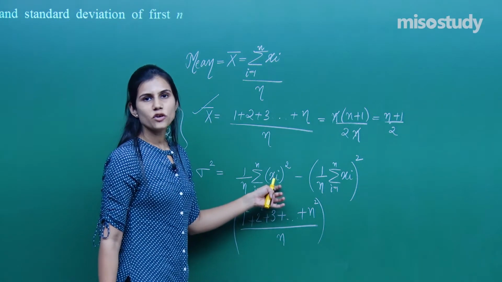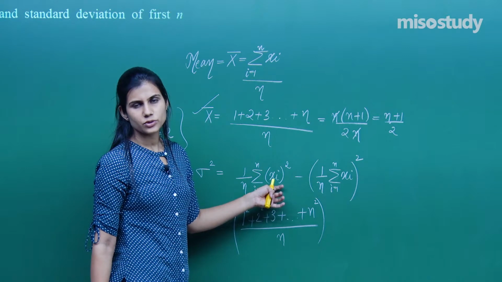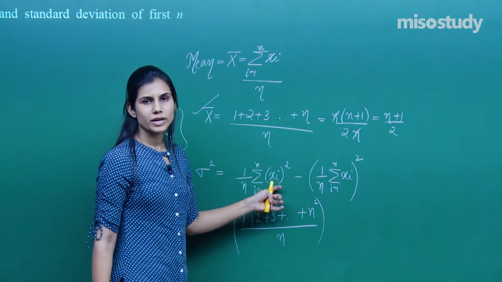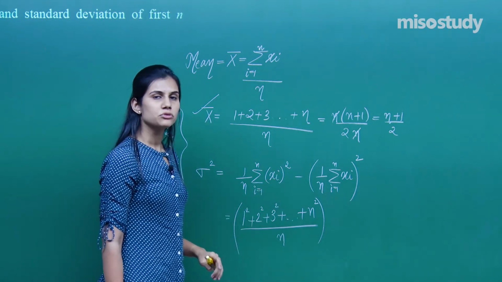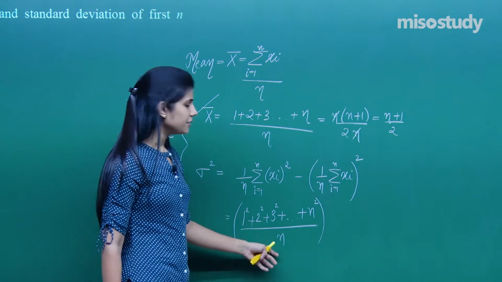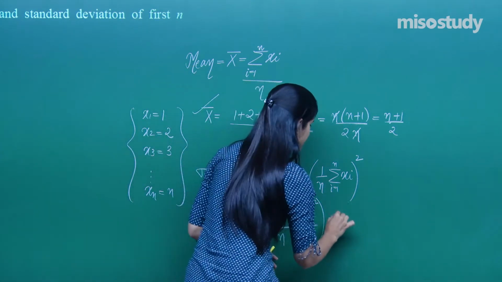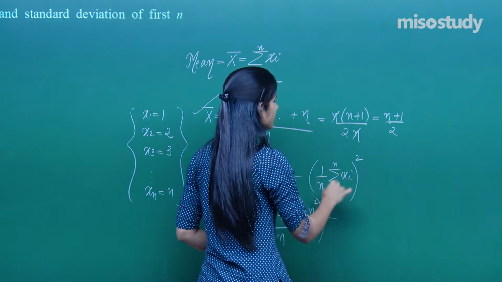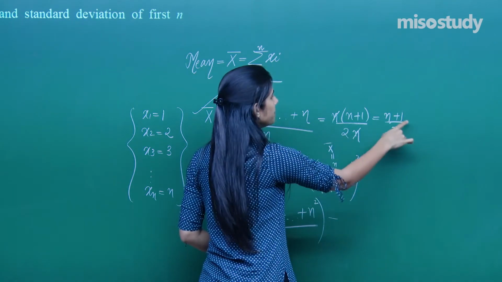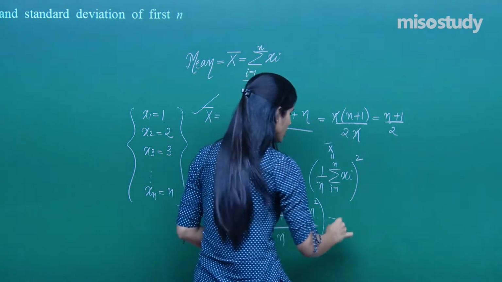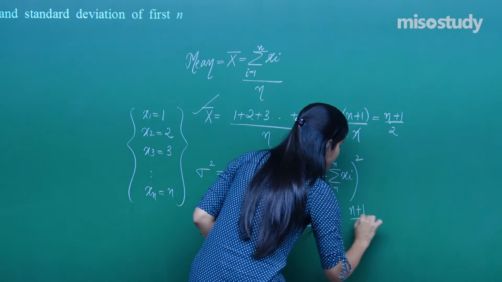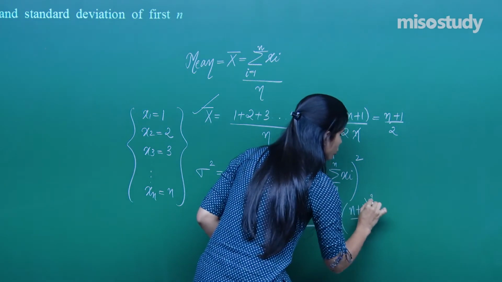Sum of squares of n individual observations x1, x2, x3 up till xn, that means sum of squares of first n natural numbers 1, 2, 3, 4, 5 up till n, whole divided by n, minus... What is this? This is the mean. This is nothing but the mean, and the mean is coming out to be (n plus 1) by 2. So, (n plus 1) by 2 whole square.